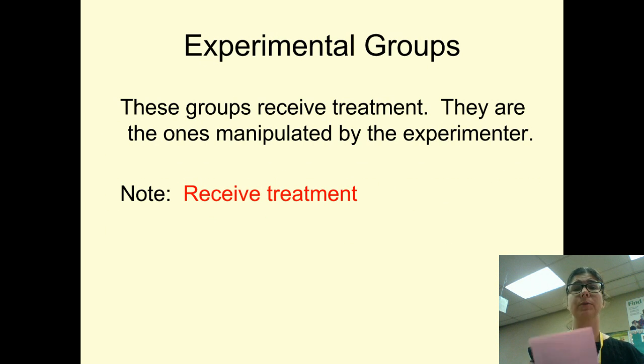Now, the experimental groups are any groups that receive treatment, and it could be differing amounts of treatment too. So you might have more than one experimental group. For duckweed, we're just going to use one experimental group. They are the ones manipulated by the experimenter or changed. So if we're baking different loaves of bread, and we're using the amount the recipe calls for of sugar, and then we're doubling that amount of sugar, the experimental group would be the bread with the doubled amount of sugar.